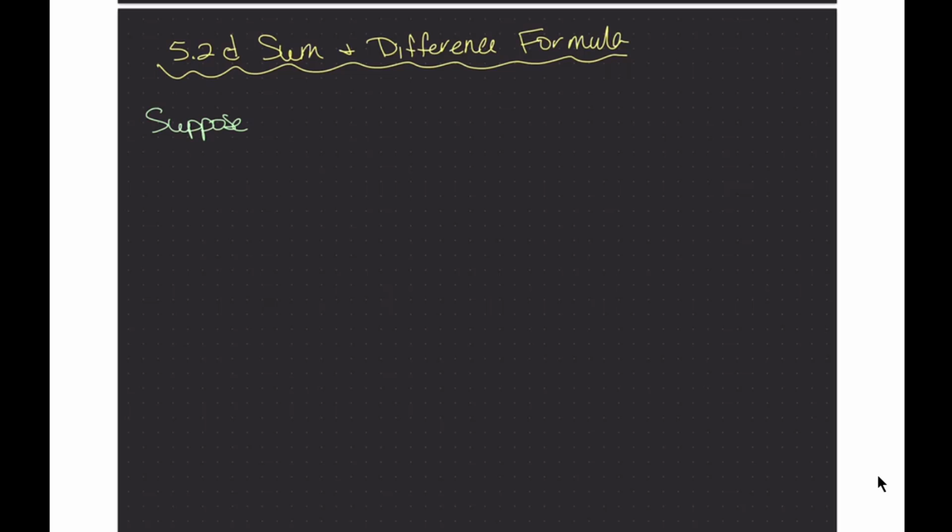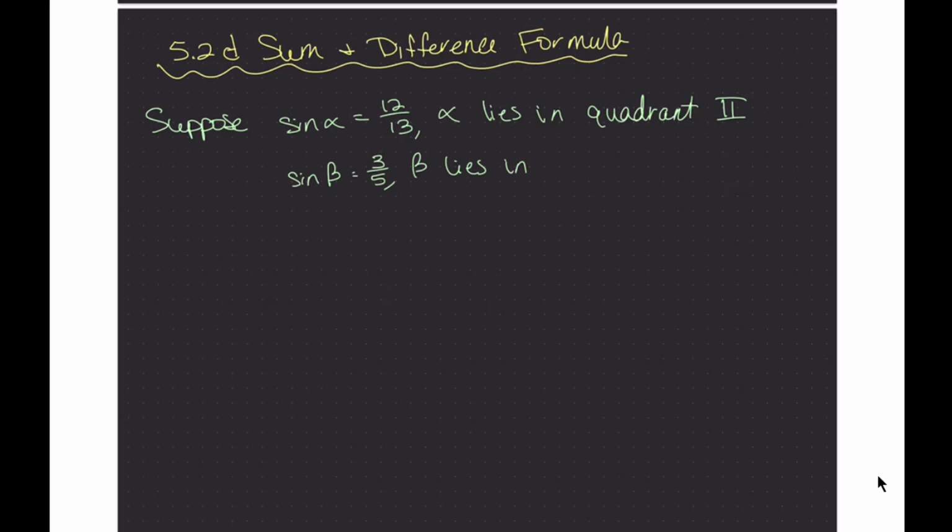So let's suppose that they give us sine alpha equals 12 over 13, and we know that alpha lies in quadrant 2. And let's say they also let us know about sine beta. They say that sine beta is 3 over 5, where beta lies in quadrant 1.